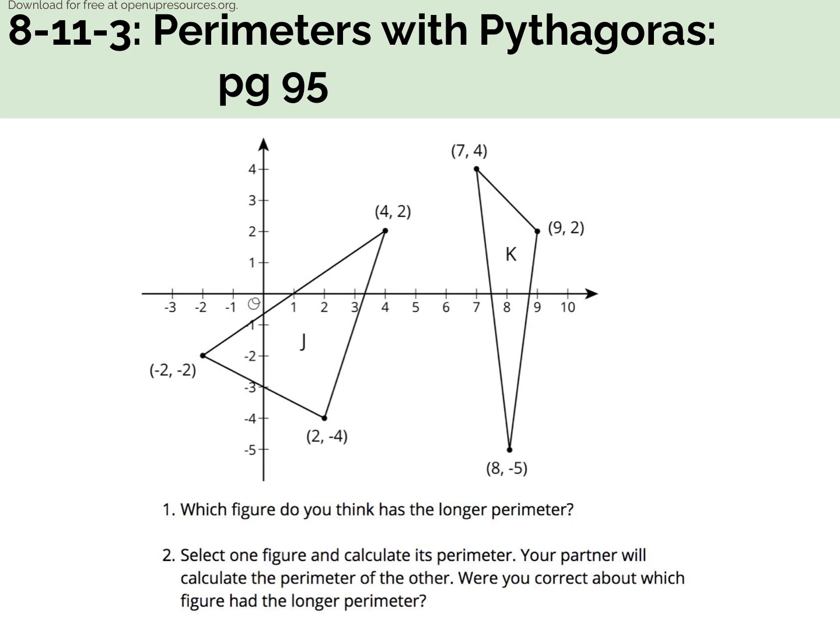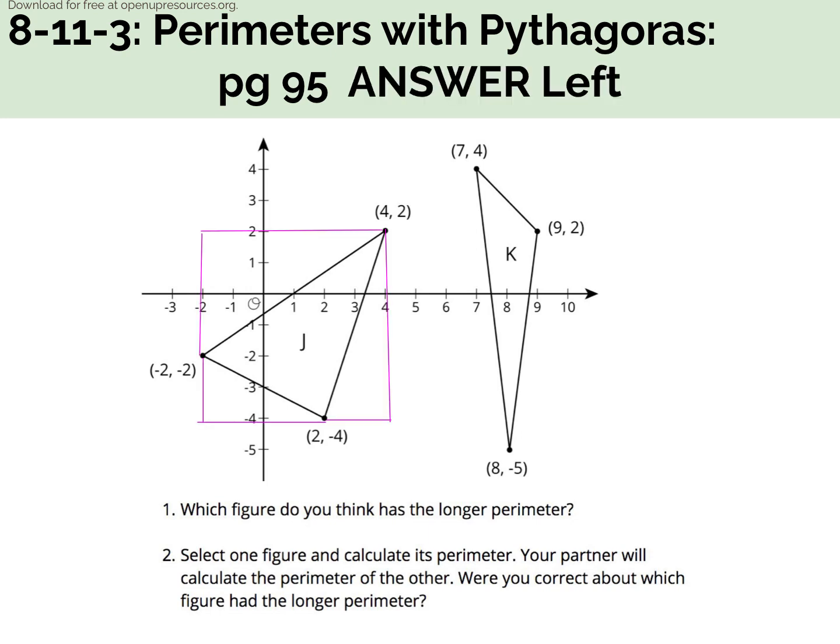So let's turn to page 95. On page 95, it says, which figure do you think has the longer perimeter? So let's just think about it, and then select one of these and figure out what the perimeter would be and go through that process. So pause, answer that question, and then come back to me. So I'm going to focus on actually finding the perimeter of this triangle.